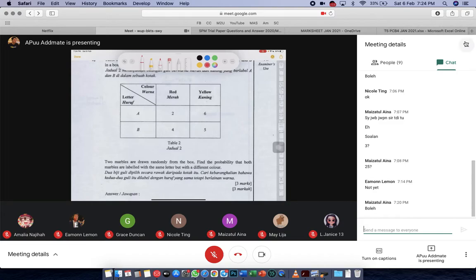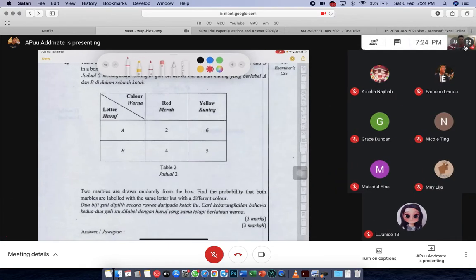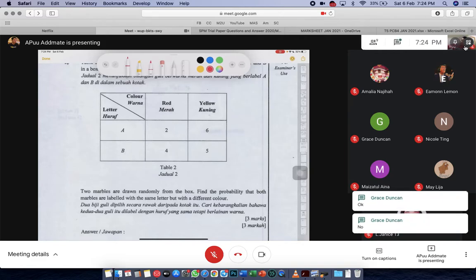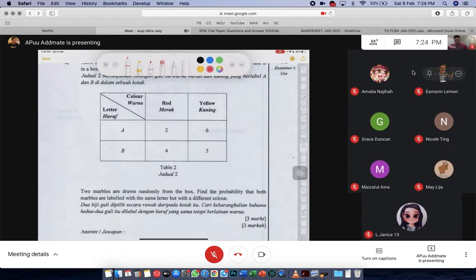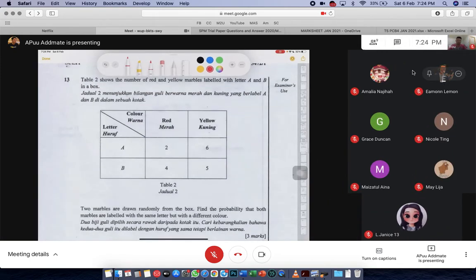Grace, do you have any question to ask, Grace? From the previous question? Okay, alright. Okay. Alright, so everybody look at this question here. Question number 13. After question 13, we take a short break, alright? Kita rehat sekejap lah. Nak minum boleh? You want to go for toilet break? Please do so. After question 13.